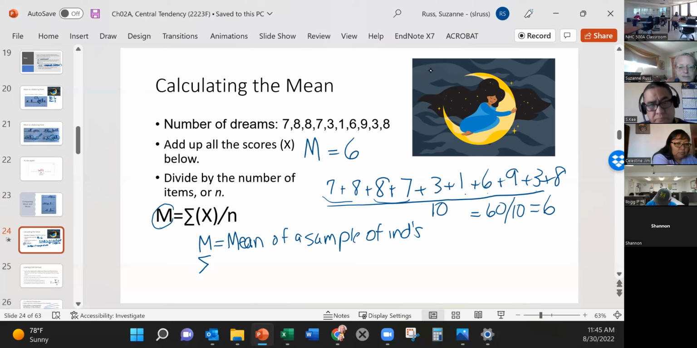This symbol always means sum. So if you see this, then you take and you sum up whatever comes after it in parentheses, just like in Excel. Except this symbol is our shorthand for it when we're writing by hand.